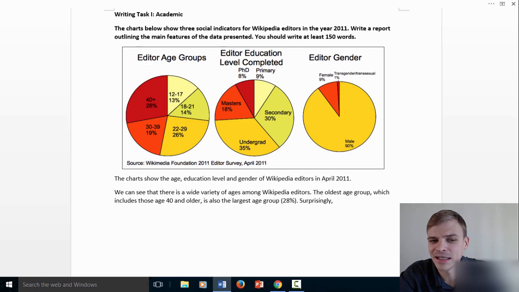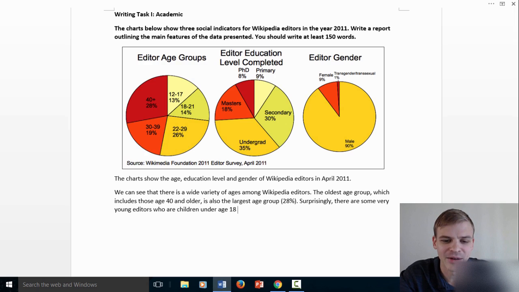Look at that, 12 to 17. Those are very young. Those are children. 12 to 17, that surprises me. So I'm just going to say, surprisingly, there are some very young editors who are children under age 18. And again, we can put 13% of the total. Okay, so those are some interesting things I found in the age portion.